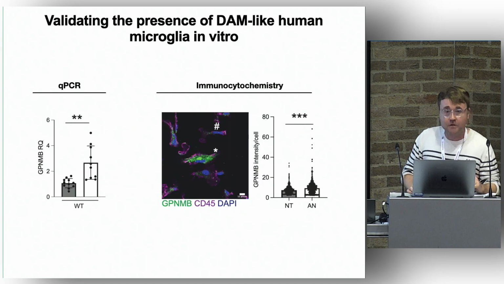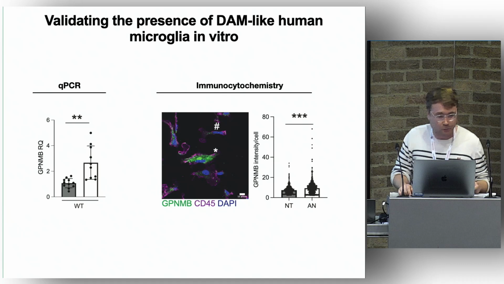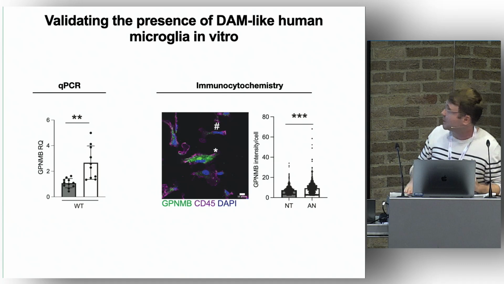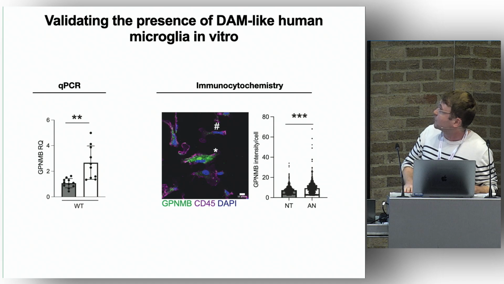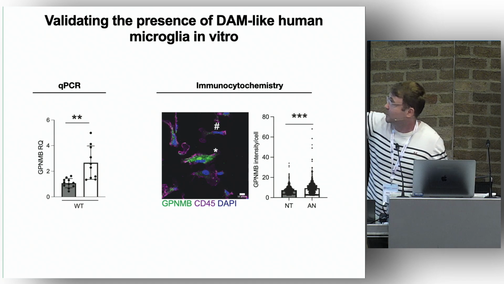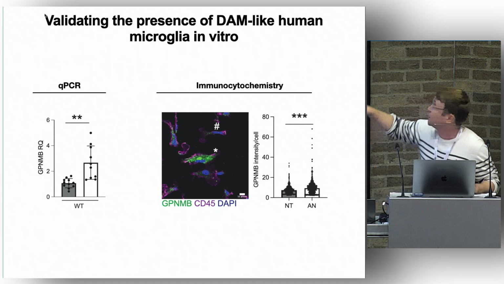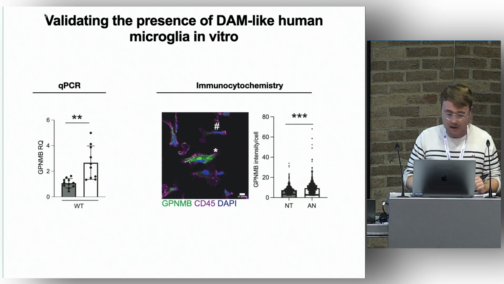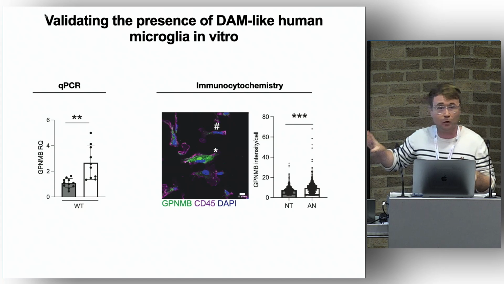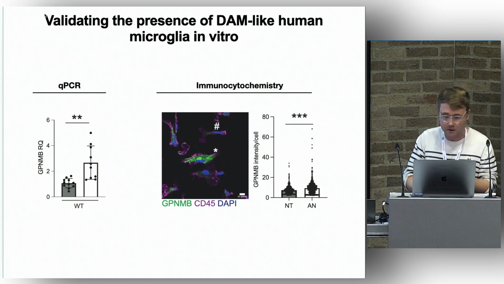So we confirmed the existence of several of these states using orthogonal approaches. So for example, using GPNMB as a marker, we can show that apoptotic neurons increases GPNMB mRNA using qPCR and validate the same for protein using immunocytochemistry. And I should say we've performed similar experiments for all the other states identified in our data set and also for multiple other markers of this DAM-like state.